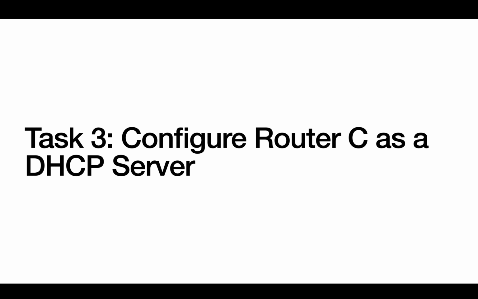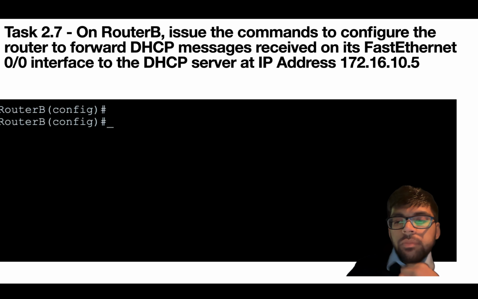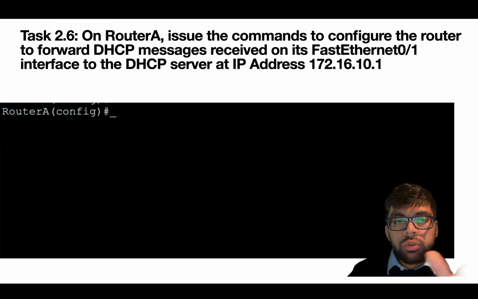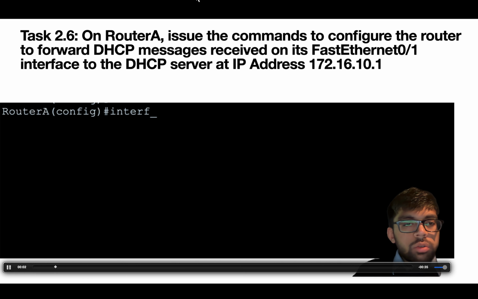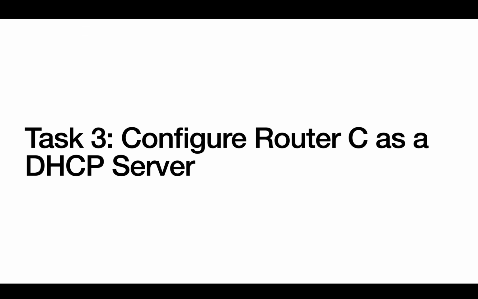And now let's move on to task 3. So we need to configure router C as the DHCP server now. We've configured the DHCP helper address on router A and on router B. Now we need to go into router C and configure that as the DHCP server.